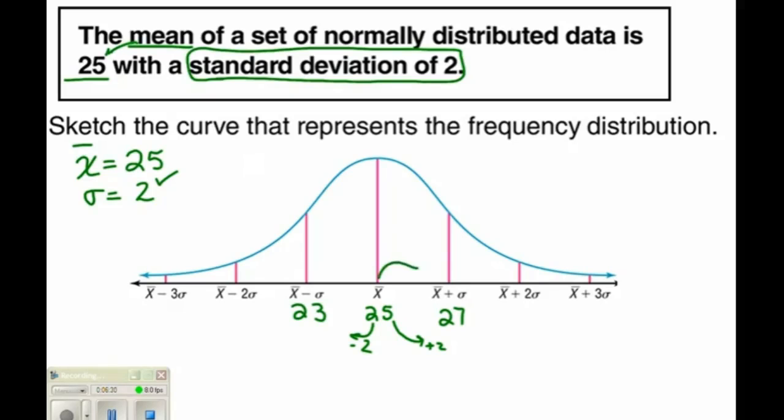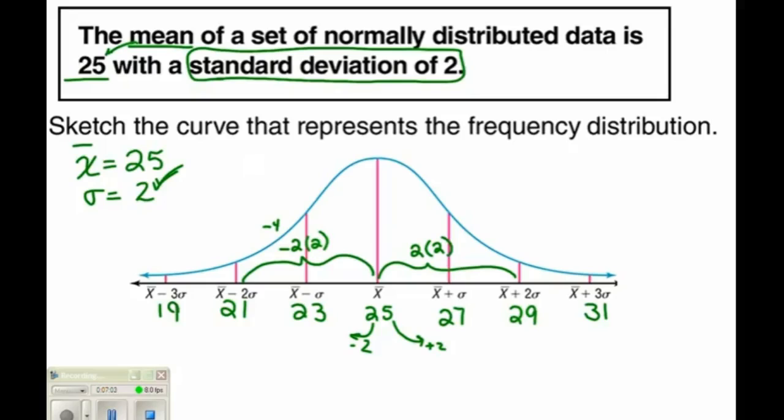If I went 2 standard deviations above, 2 times the standard deviation value of 2 gives me 4. 4 plus 25 is 29. Here I would go negative 2 times 2, subtracting 4 from 25, giving me a value of 21. What you see is a pattern. Everything increases by 2 each time. So I can guess 3 standard deviations above is going to be 31, and this one down here is going to be 19. Because we were counting by 2s, each band represents 1 standard deviation.